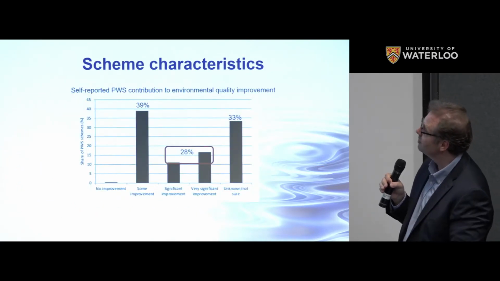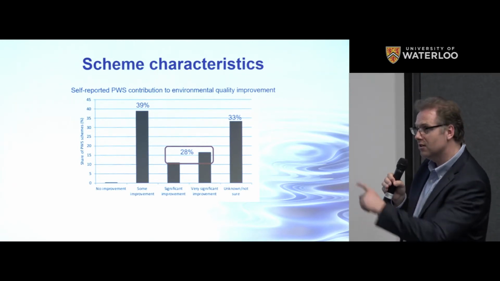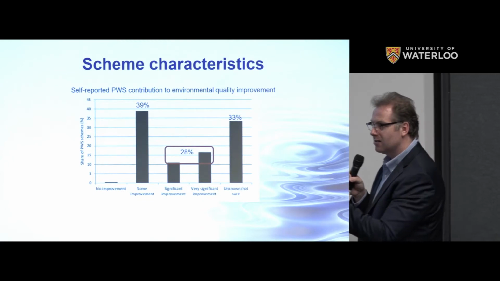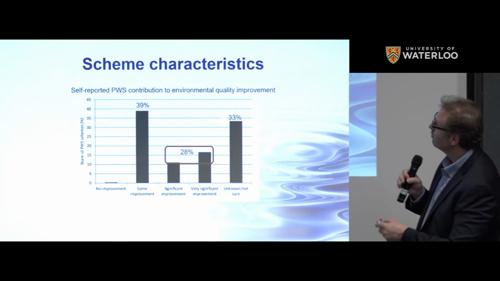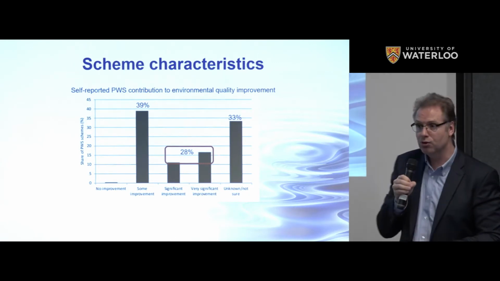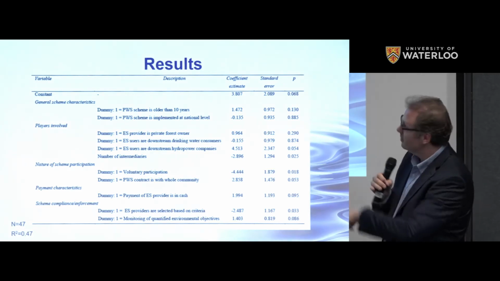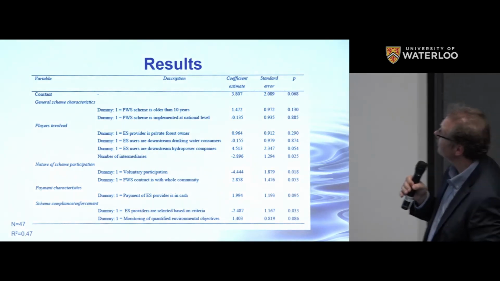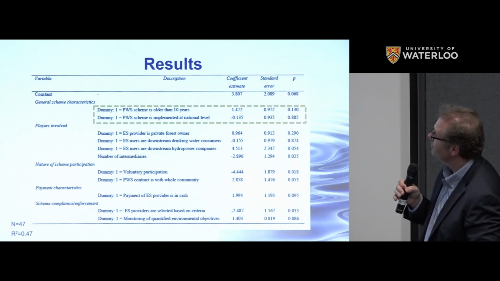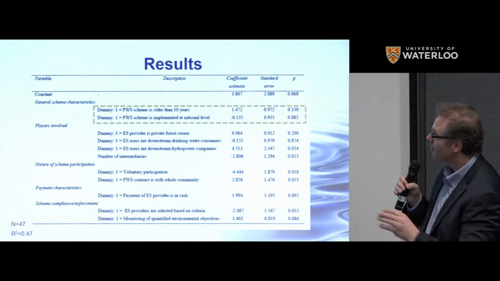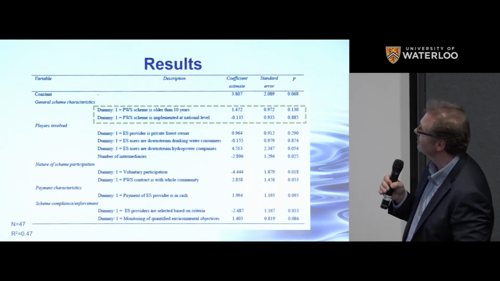This is the self-reported effectiveness of the scheme. So these are the scheme managers who were asked, how effective are you in actually achieving the objectives? And remarkably, a third of them had no clue. This is the results. Ignore the numbers; they're not important. The only thing I want to show you in this overview is that some of the prior expectations were not found to be statistically significant.